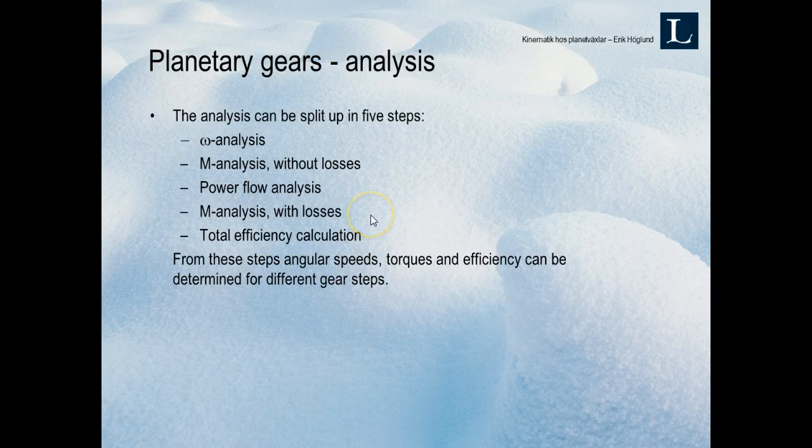So this concludes my first presentation, and in the next section we will start looking at the analysis of planetary gears. And the analysis can be split up in 5 different steps. It's the analysis of the rotational speeds, so the angular speeds. It's the analysis of the torques without losses. We look at the power flow in the gear, and then we include the losses in the torque analysis. And finally, we're able to calculate the total efficiency.